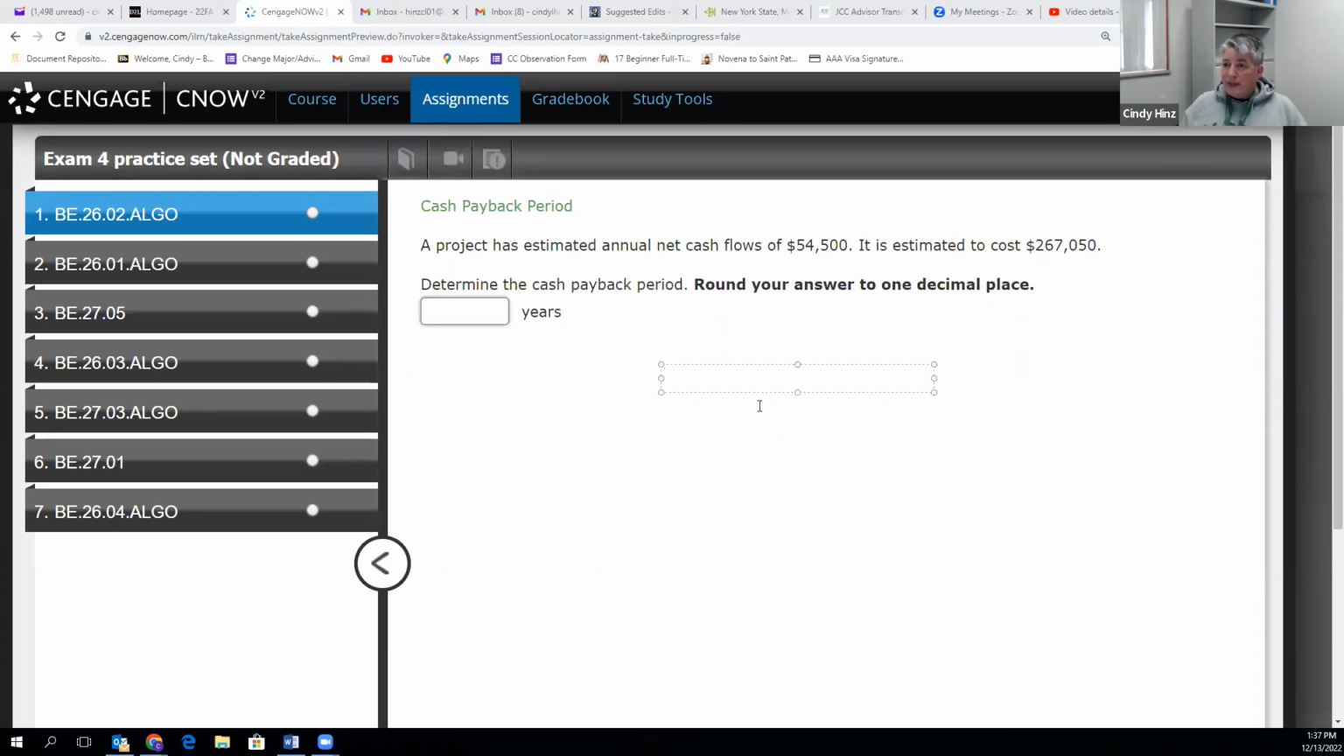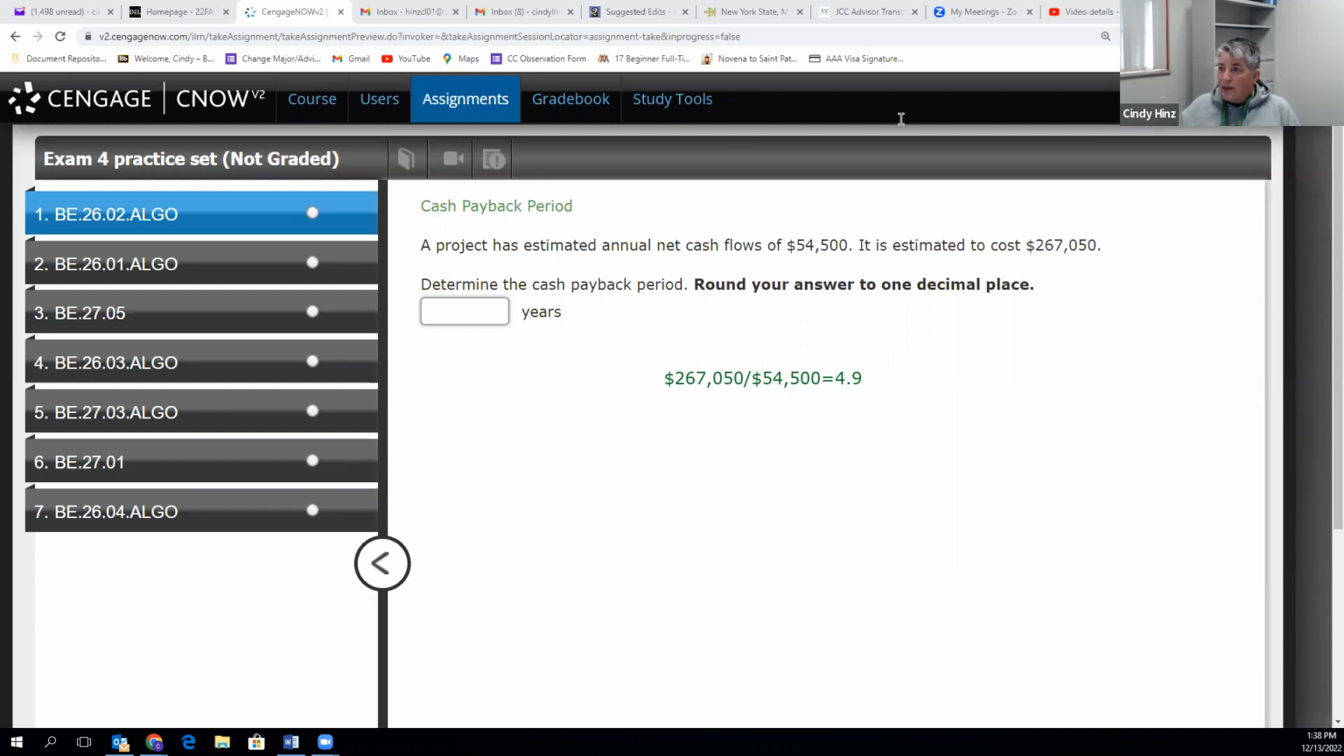A project has estimated annual net cash flows of $54,500. It is estimated to cost $267,050 for the project. And then it's going to bring in $54,500. As long as the project has equal annual cash flows as this one does, we can simply take that upfront cost and divide by the annual expected net cash flow. And we see that it would take 4.9 years to get our money back.